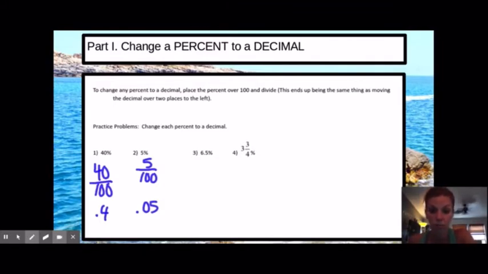6.5% looks like a decimal, except that it has that percent symbol with it. Anytime it has the percent symbol, you're going to take the number and divide it by 100. So 6.5 divided by 100 is 0.065.